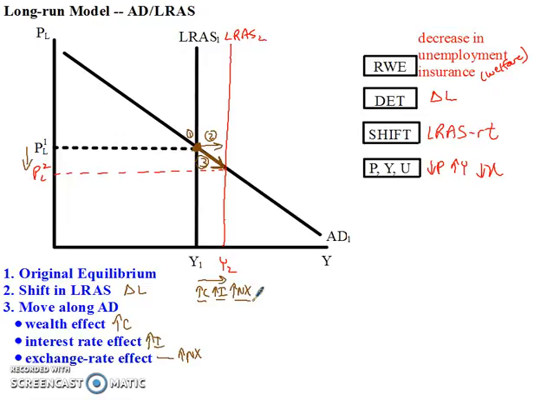So we have the story of shifting the curve, and then we have the story of moving along the aggregate demand curve. And so again, this is a very classical story. From the classical economist point of view, you could decrease unemployment insurance, encourage people to work more. That will lower prices, increase gross domestic product, and decrease unemployment.